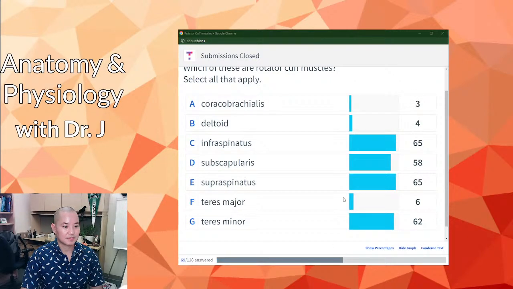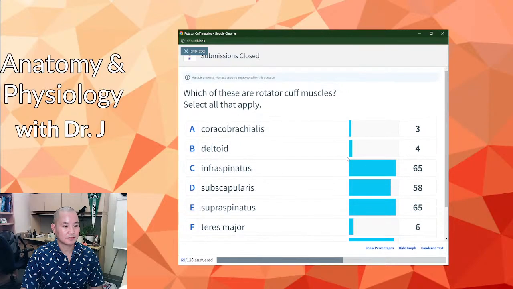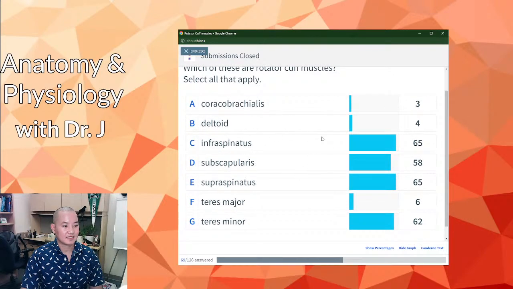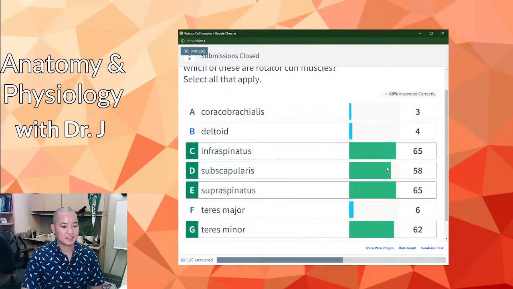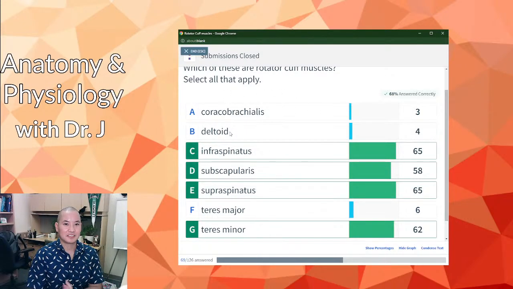Okay, so the responses, let's go down the list. Most of you said infraspinatus, most of you said subscapularis, most of you said supraspinatus, most of you said teres minor. So these, yes, are correct. The others are not correct because, again, deltoid and teres major do not insert onto the head of the humerus. They insert onto the humerus, but in different locations. They do work with the rotator cuff, but they don't share that same common insertion.